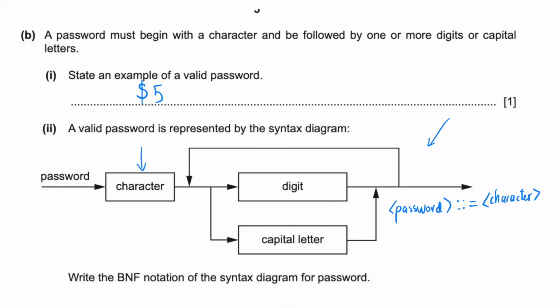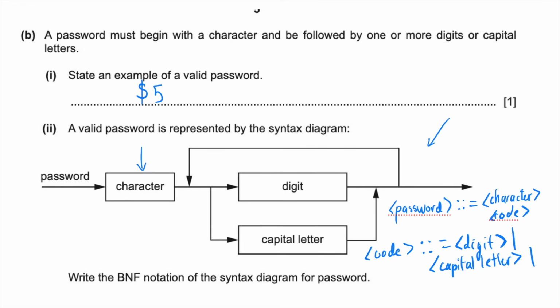And then we have this whole construction of one or more digits or capital letters. Now that's kind of complicated, so we're just going to call that code. And then we're going to define what code actually is. So character code, and then we need to define what code actually is. Basically code is going to be one or more digits or capital letters. So we need to represent every possible combination. So it could be just a digit, or it could be just a capital letter, okay? Or this is kind of recursive.